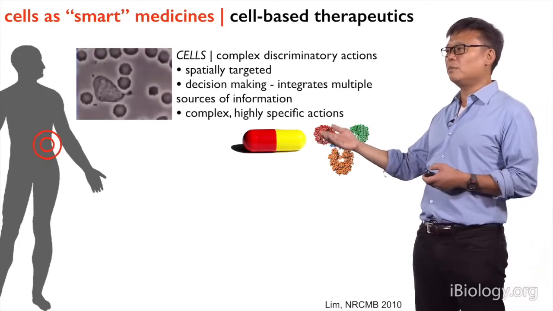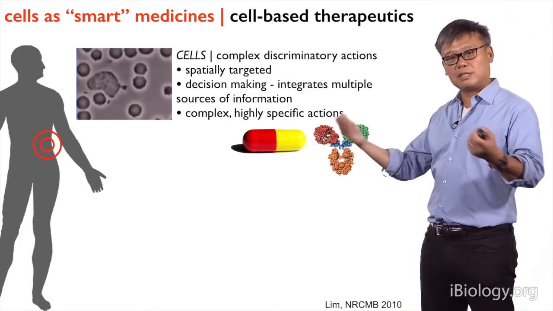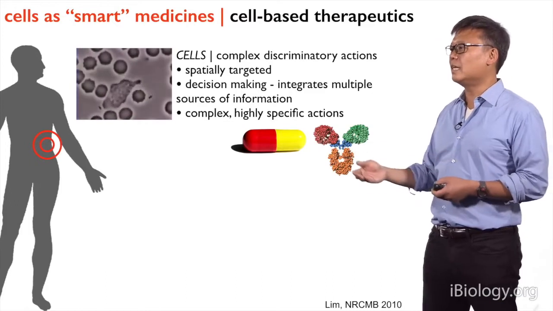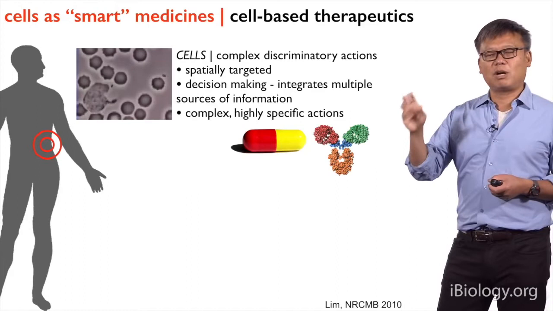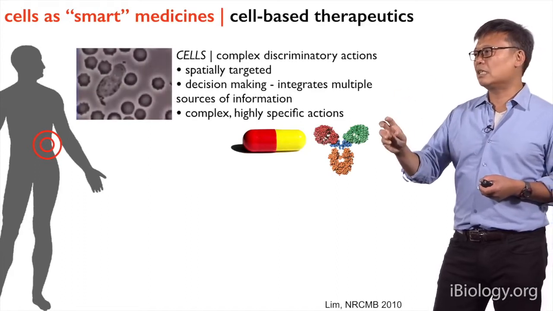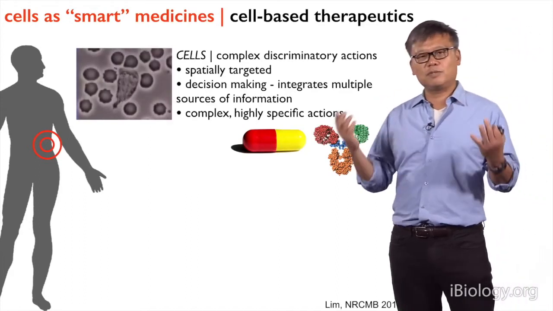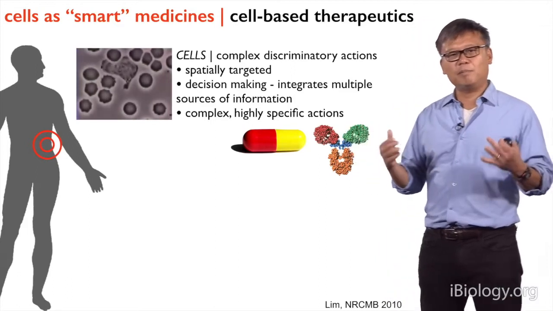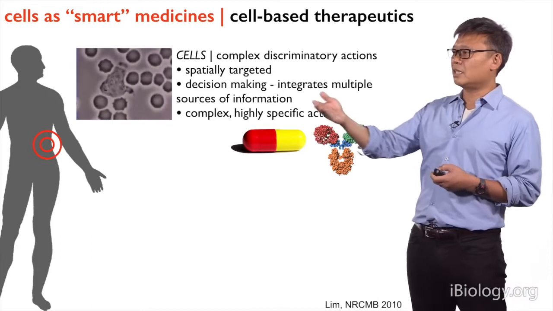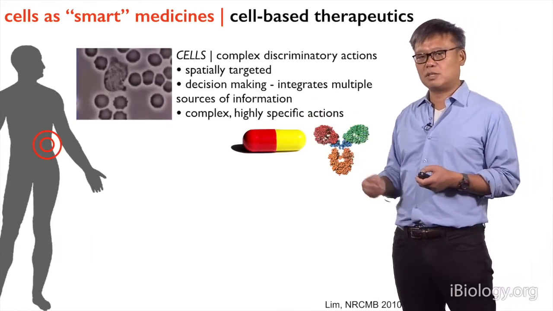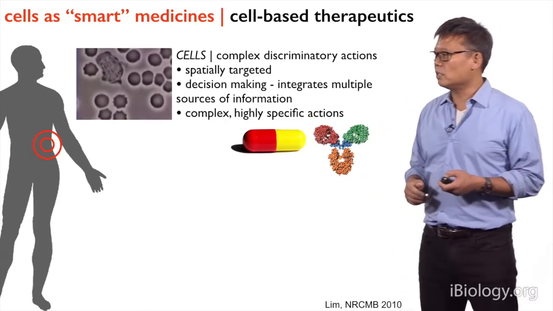So a cell of the immune system, for example, which also is essentially a therapeutic, it fights disease, is able to move through the body and find where there's a problem. So it can be spatially targeted. It can also integrate sources of information from that environment and make complex decisions. And it can also execute complex actions like this kind of migration or phagocytosis that we see with the neutrophil.